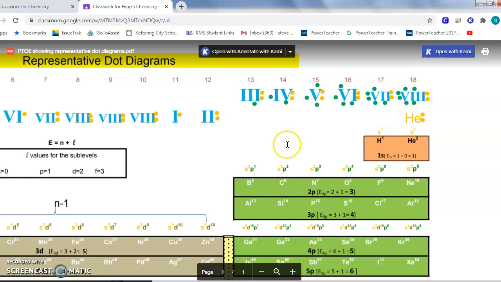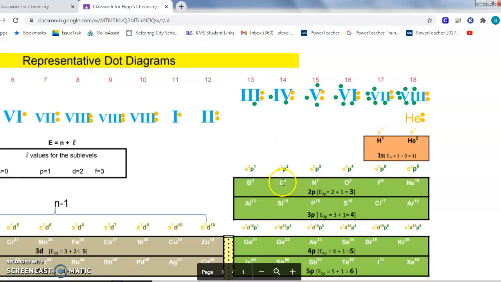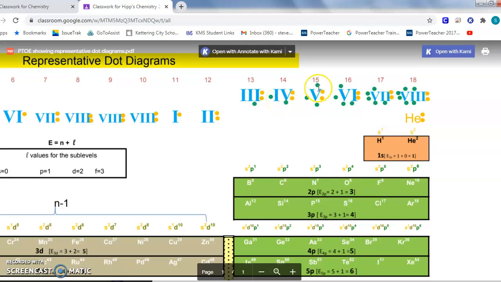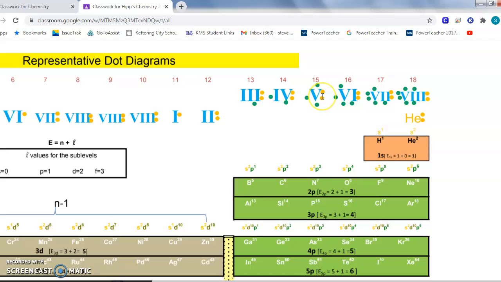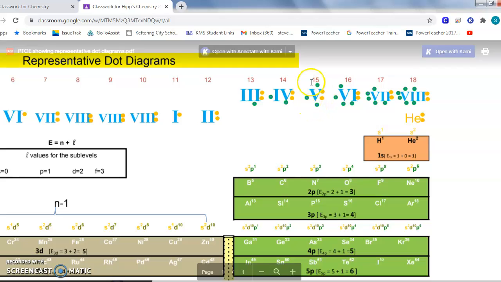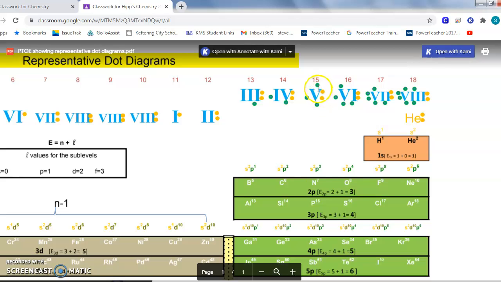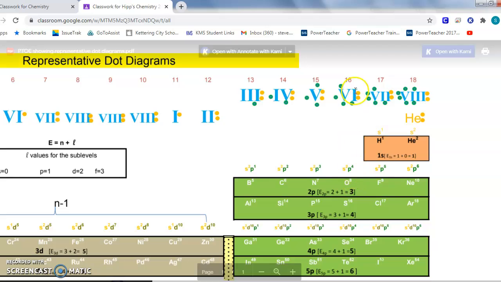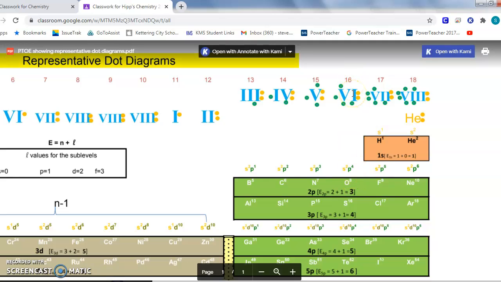This group right here, group 14, would have 2 in the S, 2 in the P. So 2 here, 1 in this P side, 1 on that P side, according to Hund's rule. Group 15, Roman 5. We already know that Roman numeral is telling you how many valence electrons. 5. 2 here on the S side. Spread them out, 1 on each side for the 3 electrons in the P. 2 in the S, 3 in the P. Group 16 had the Roman 6.